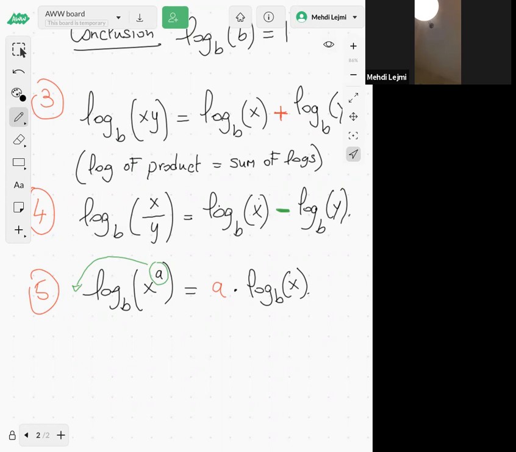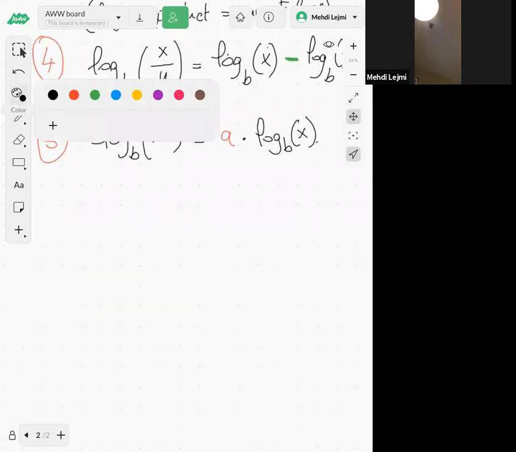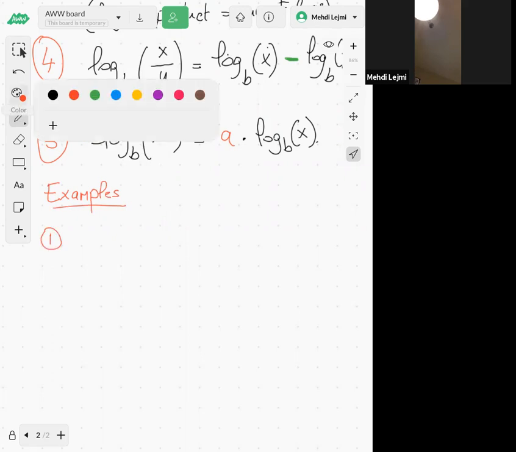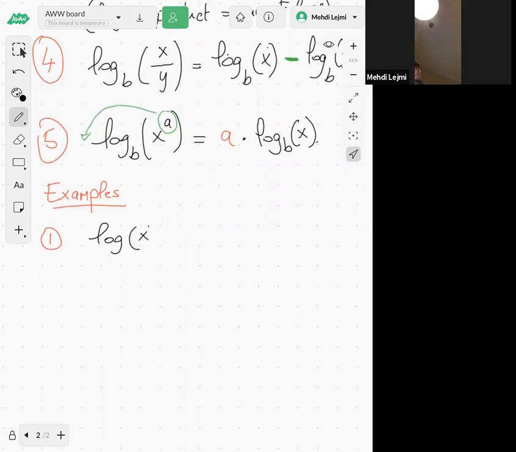All right, so let's do some examples and an exercise. So first example, let's say log of x in base 2 is equal to 3, and log in base 2 of y is equal to 4. This is just given by the problem, and you want to find out log in base 2 of x times y.